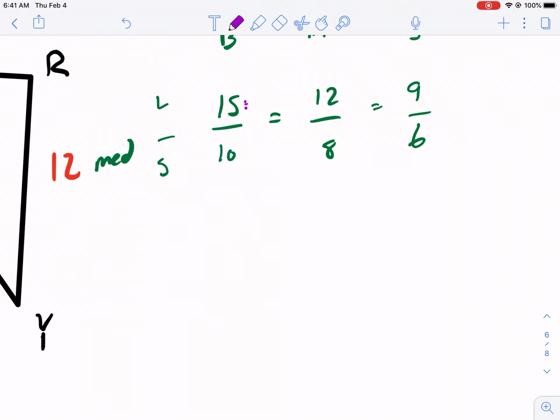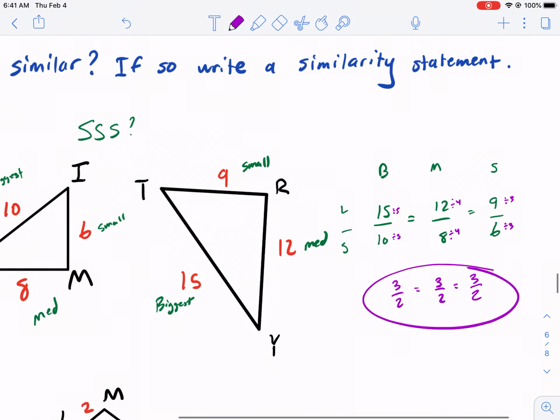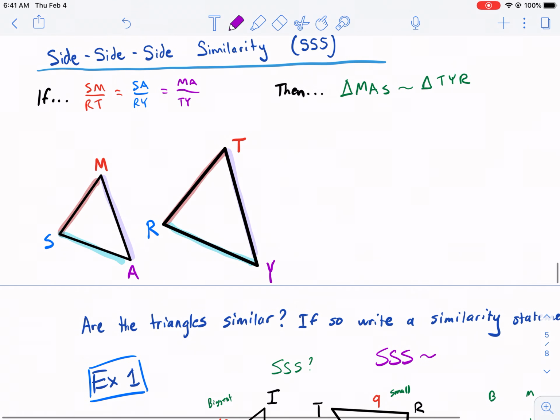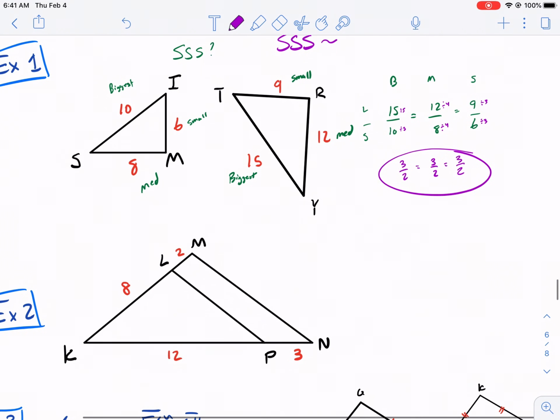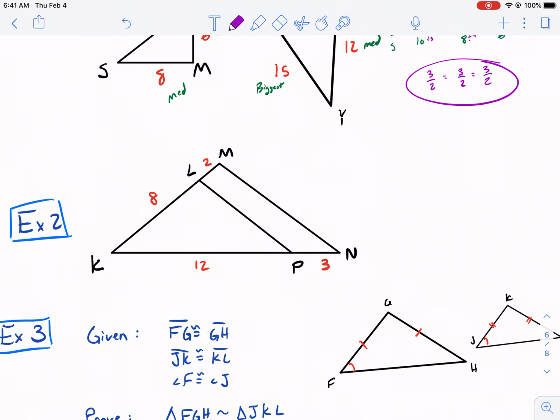Here we can divide by 5, and we get 3 over 2. We can divide by 4, and we get 3 over 2. And then we can divide by 3 and divide by 3, and we get 3 over 2. So guess what? It's the same ratio each time. Therefore, these are similar by side similarity. And that's how you do these types of problems. So we applied this, and now you see that we just compare each of the sides, making sure we compare the largest with the largest, the smallest with the smallest, and so on.